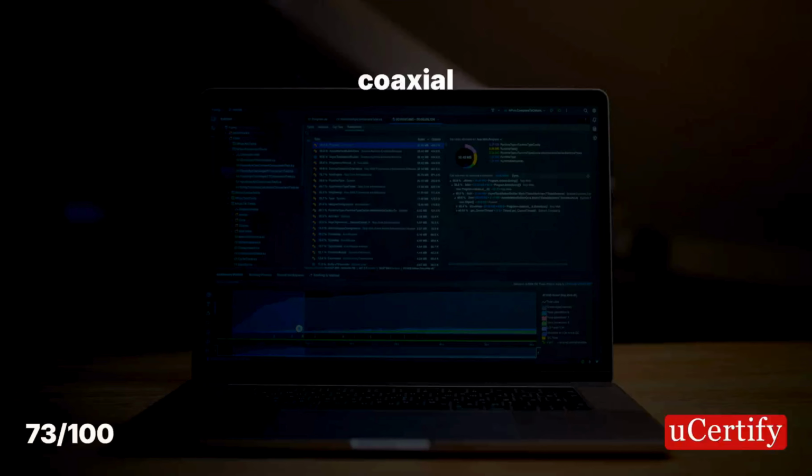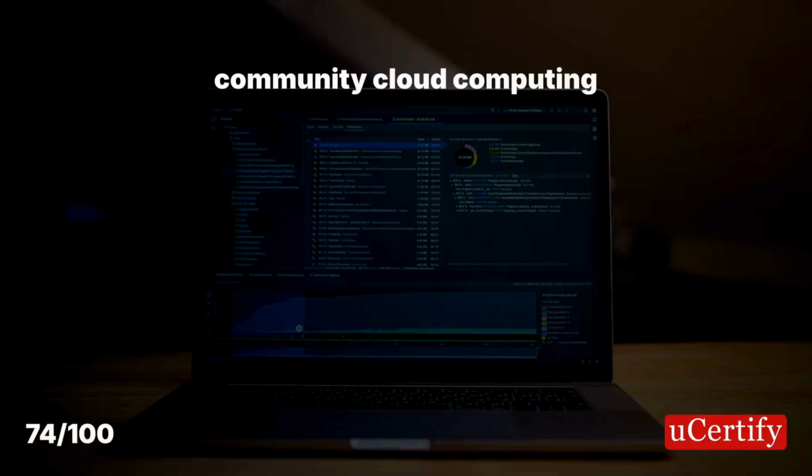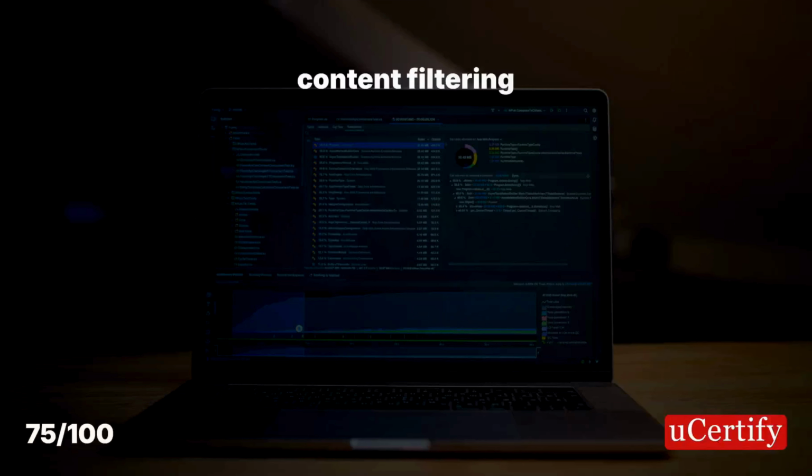Term: coaxial. Definition: a type of cable that consists of a solid center copper core, insulation, a metal braided jacket for grounding, and a vinyl or plastic outer jacket. It is commonly used for cable TV, cable internet, and satellite internet. Term: community cloud computing. Definition: a type of cloud computing in which organizations with common concerns or goals share a cloud infrastructure.